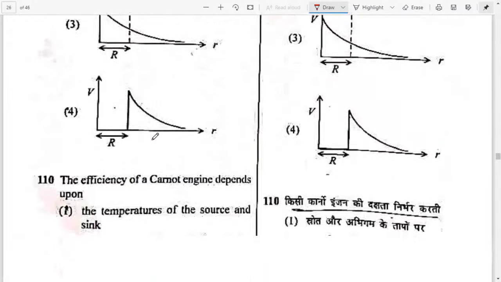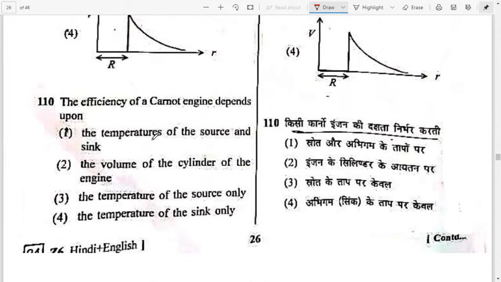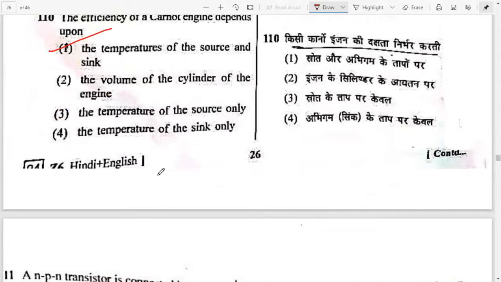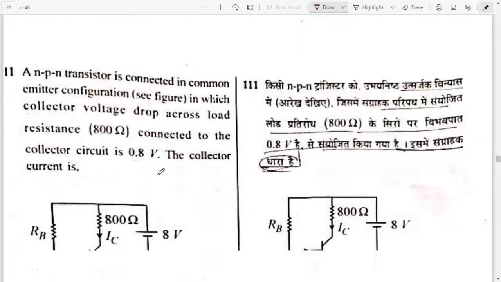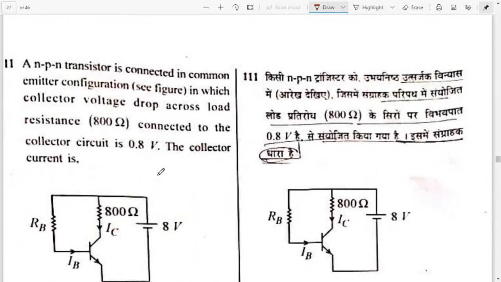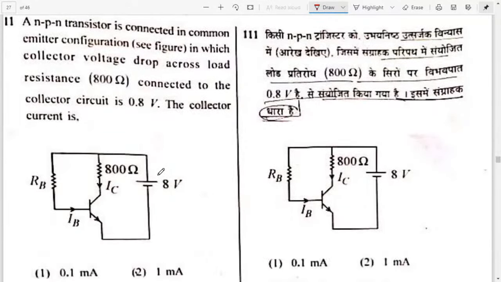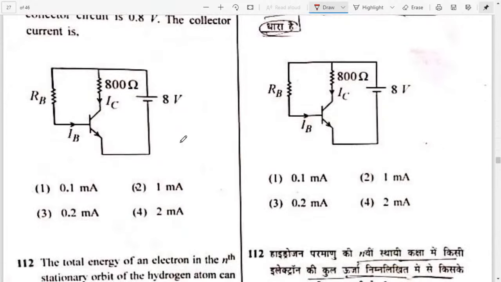Next, the efficiency of a Carnot engine depends upon the temperature of the source and sink. Option number 1 is the correct option, students. Next, an NPN transistor is connected in common emitter configuration, that is, if you see the figure, in which the collector voltage drop across the load resistance, that is 800 ohms, connected to the collector circuit is 0.8 volts. The collector current is going to be 0.1 mA.